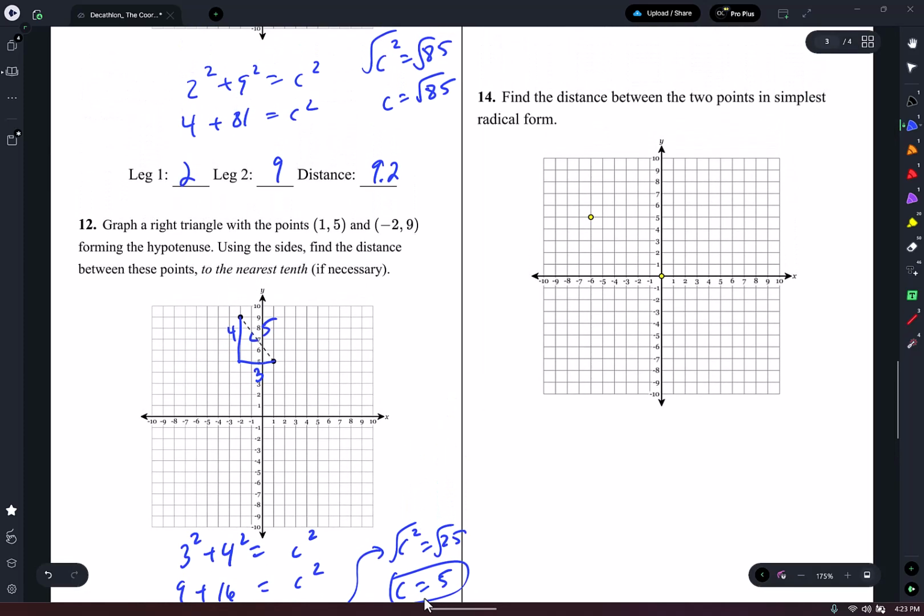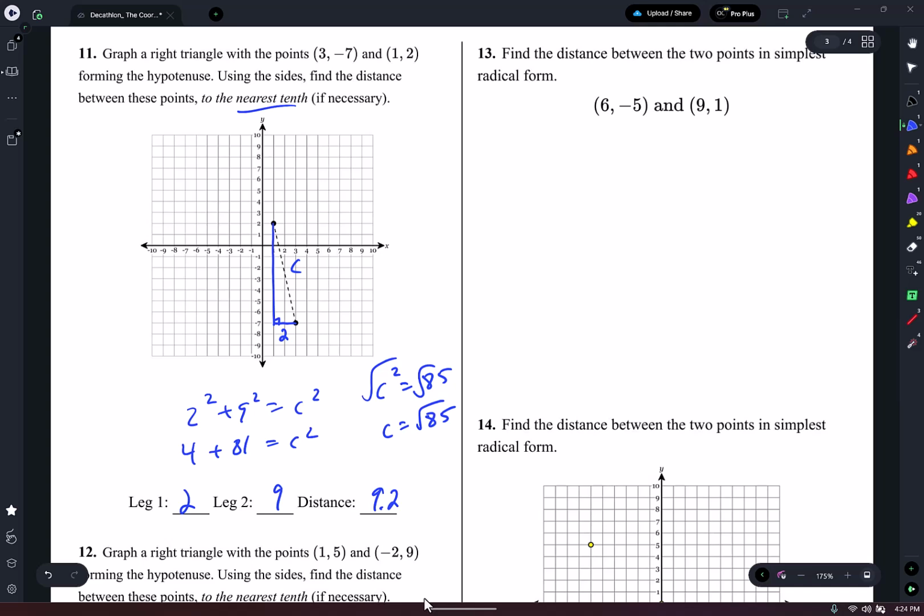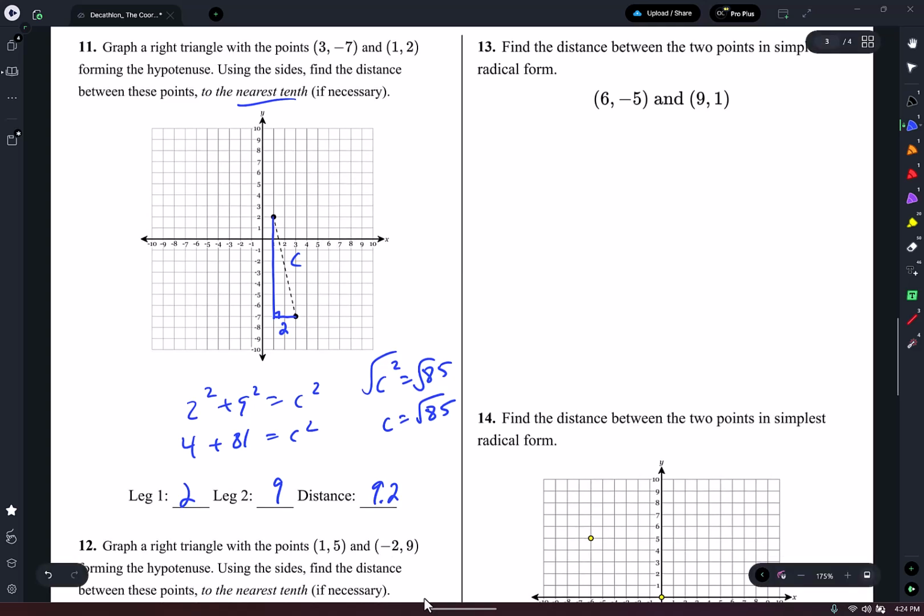Too easy. All right, let's see what they want here. Find the distance between the 2 points in simplest radical form. All right, guys, I would just go right into it like this. The change in x here, that's a 3, right?